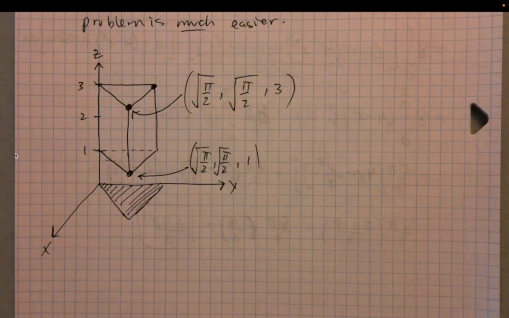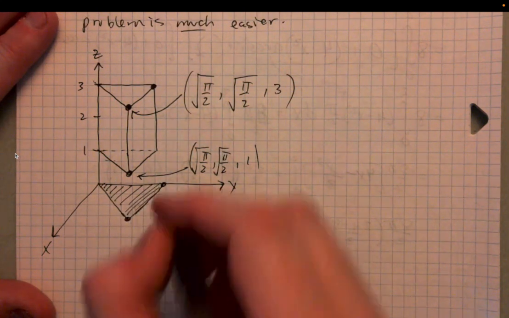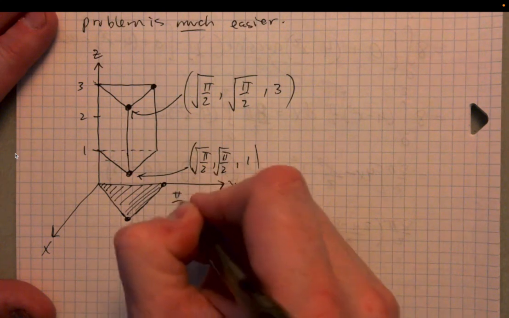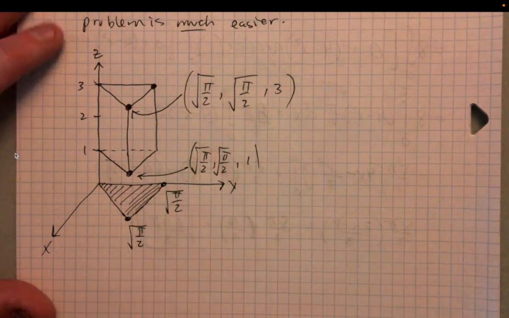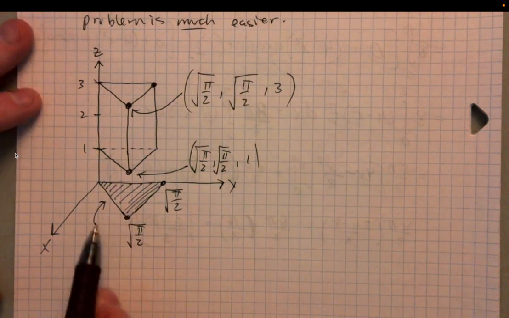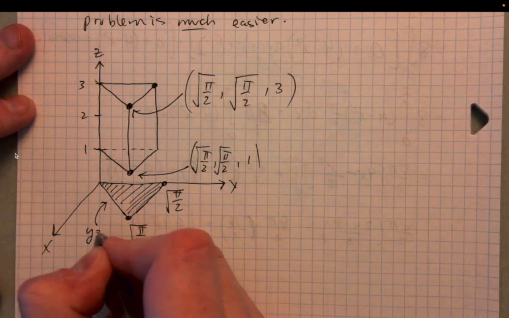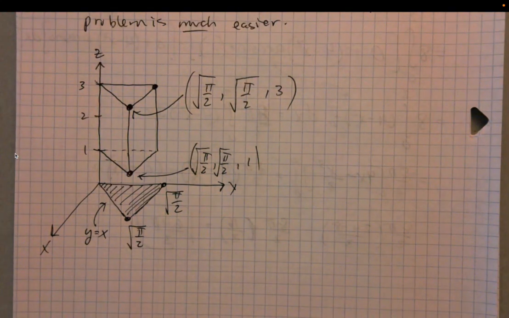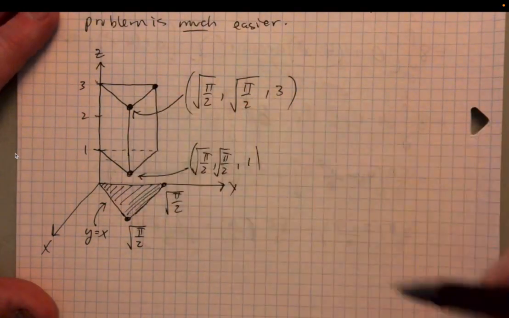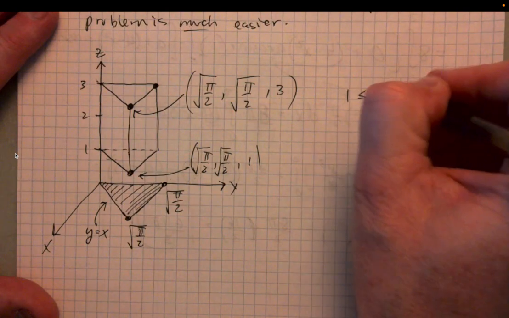Okay, and so these points here in the xy plane are both pi over 2. And this line here, what is this line? That line is just y equals x, the identity function in the xy plane. Using this picture, we can deduce what all of the pieces need to be. So z is going to vary from 1 up to 3, so 1 is less than or equal to z, less than or equal to 3.